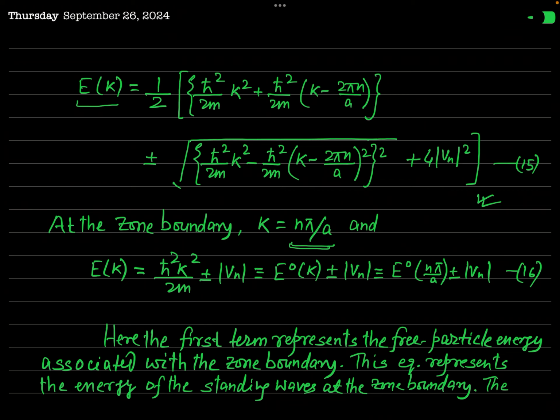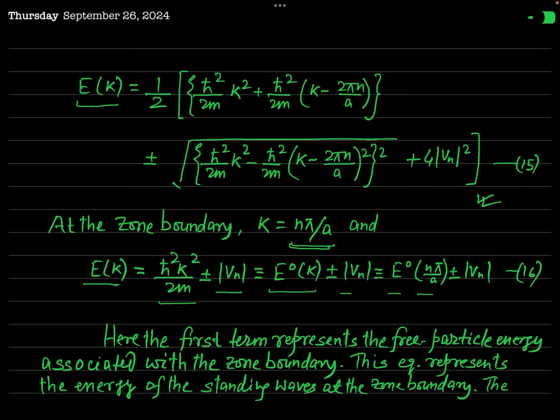So substituting n pi over a instead of k in this result, we find that the value of E of k at the zone boundary is equal to h bar square k square over 2m plus minus mod of Vn. But h bar square k square over 2m is equal to E naught of k. So this is E naught of k plus minus Vn. And k here is n pi over a, so this can be equivalently written as E naught of n pi over a plus minus mod of Vn.